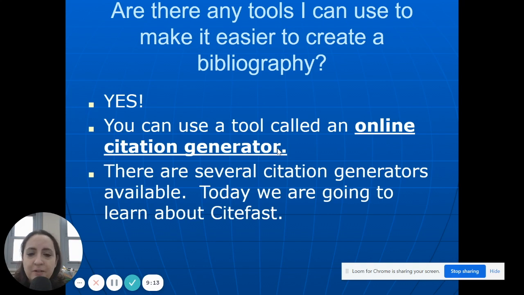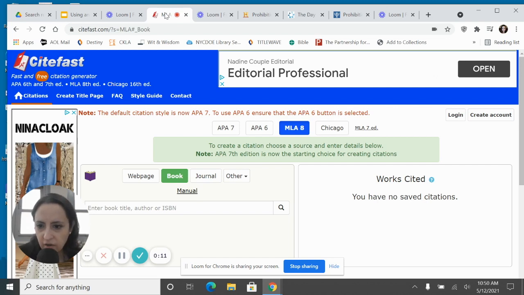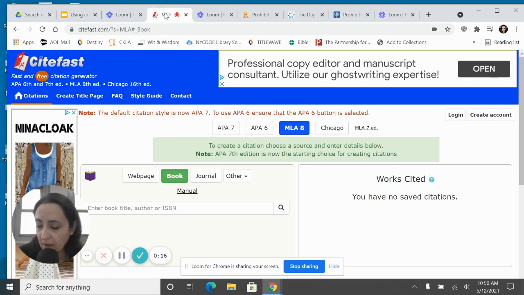So there are several different citation generators that you can use online for free. Today we're going to be using one called CiteFast. The only reason I chose that one is because it has fewer ads than some of the others. EasyBib is generally also very good, but unless you have a paid account, they have a lot of ads popping up on the screen all the time, and it can just be very visually confusing. CiteFast does have some ads, but fewer, so that's why we're using that one. Okay, so let's get started on actually creating a bibliography in MLA format.